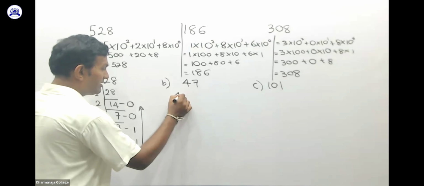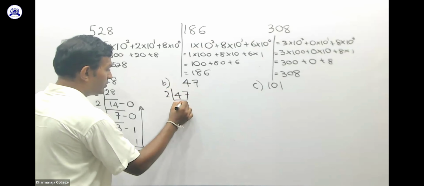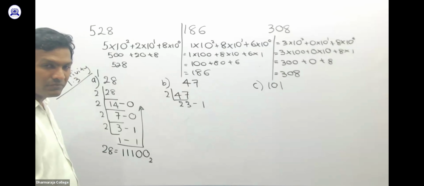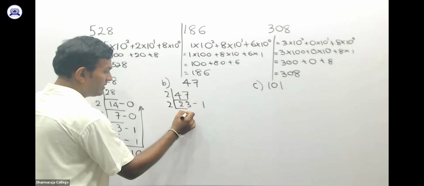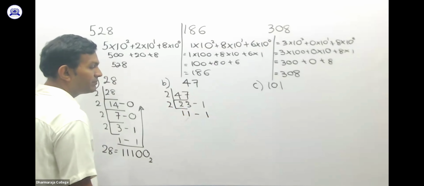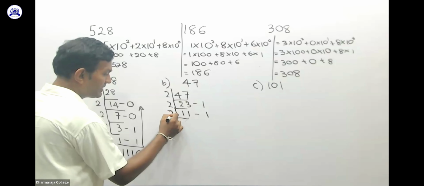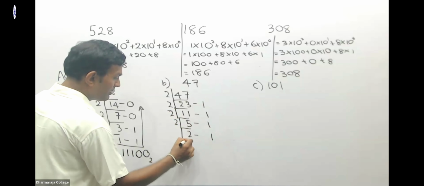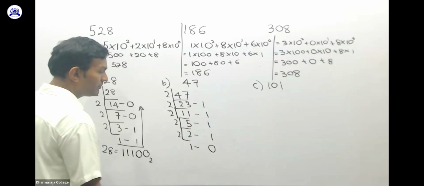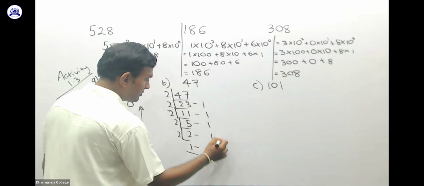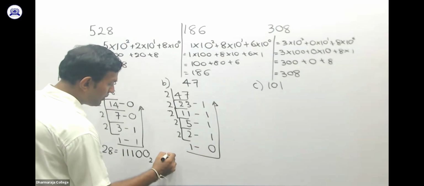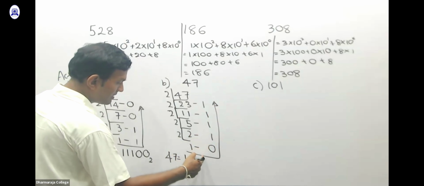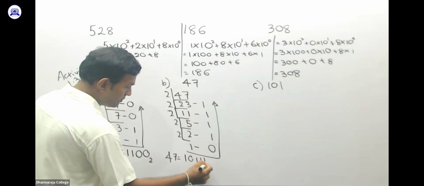We take the 47, same way. 2 into 2, 4. Here 3 remain 1. If you take here, it's 1, 1 remain 1. Right? Then if you take here, it's 5. 2 into 5, 10 remain 1. Here 2 into 2 remain 1. And here 1 remains 1. When you write the final answer, you can write 47 as 101111, 1 2 3 4 5 6.